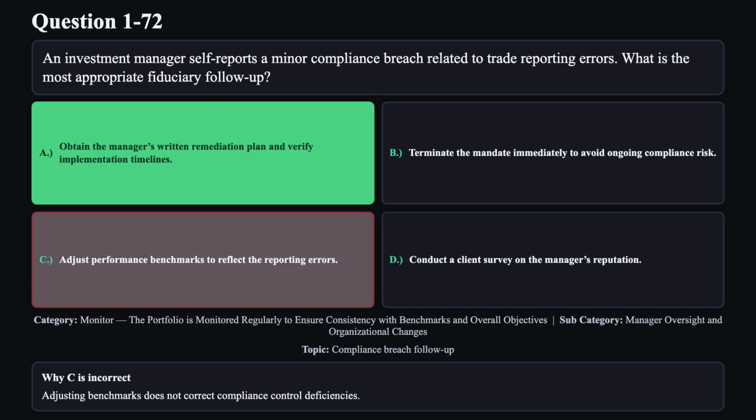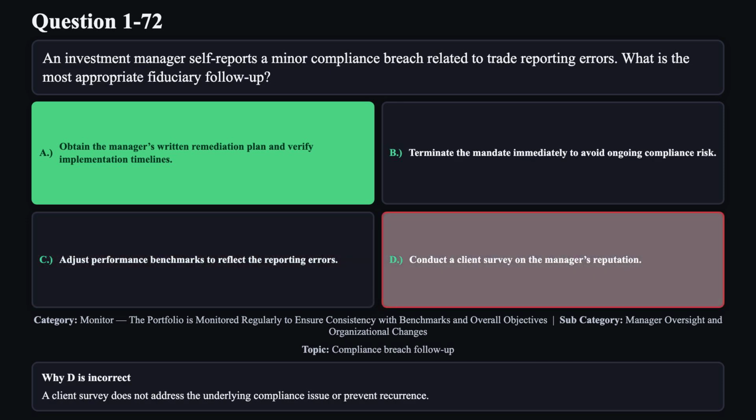Reason C is not correct. Adjusting benchmarks does not correct compliance control deficiencies. Reason D is not correct. A client survey does not address the underlying compliance issue or prevent recurrence.